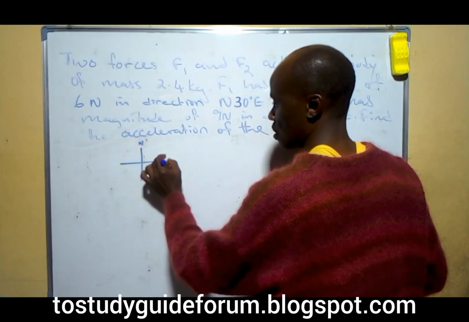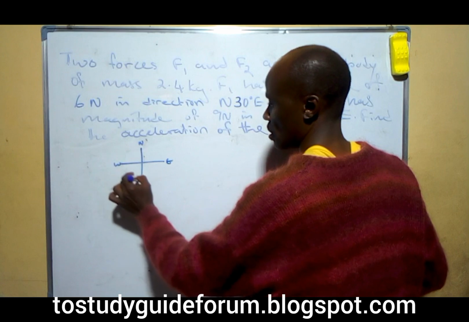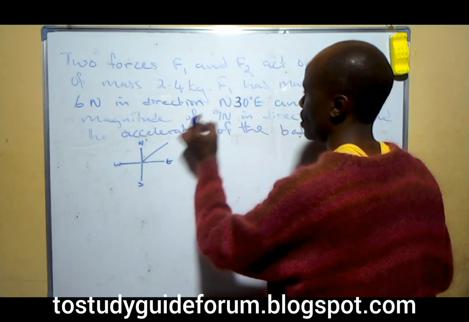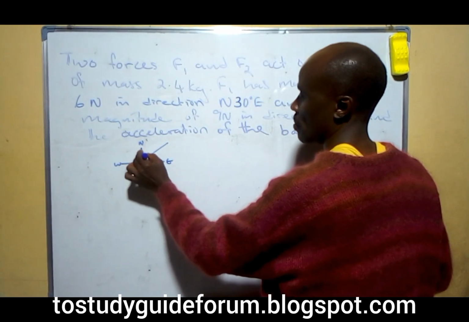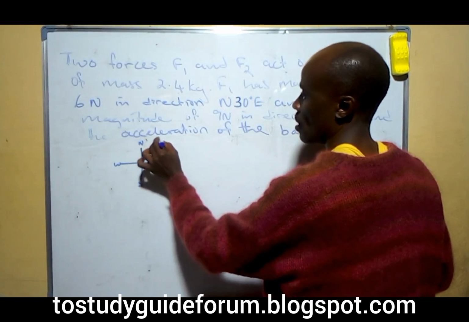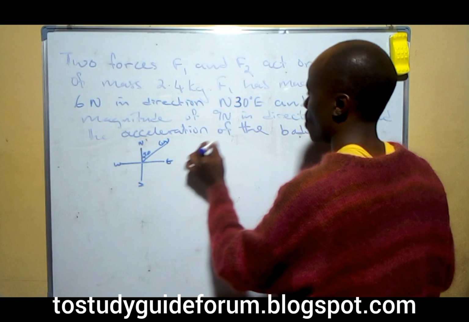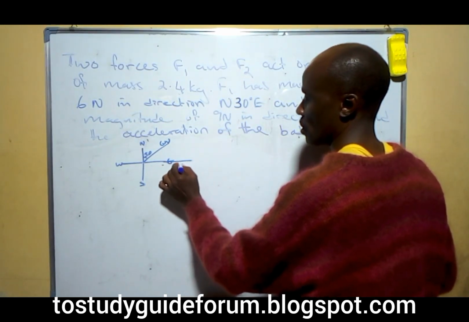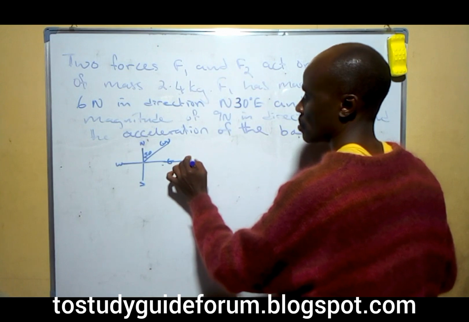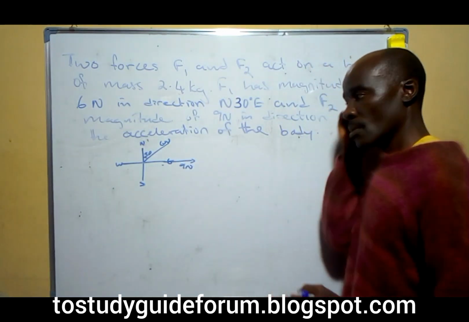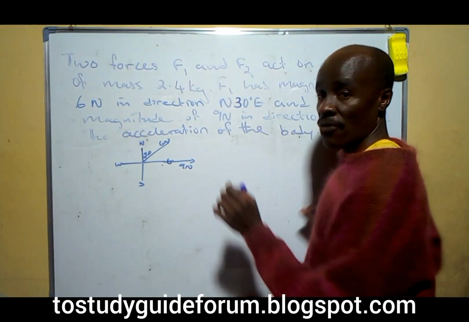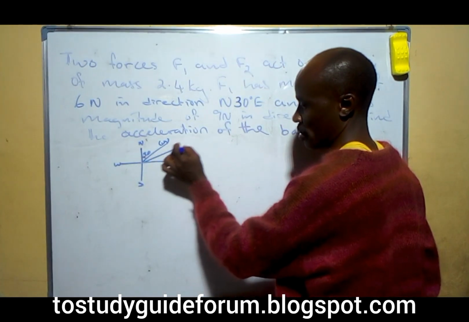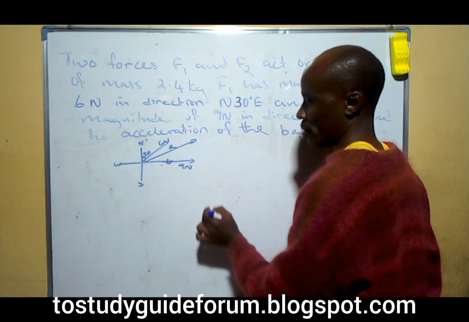This is north, this is east, this is west, and this is south. So say that the first one is at 30 degrees, and it's 6 Newton. The other one is 9 Newton in this direction. So the force that will have the same effect will be coming from this point, which we call R.